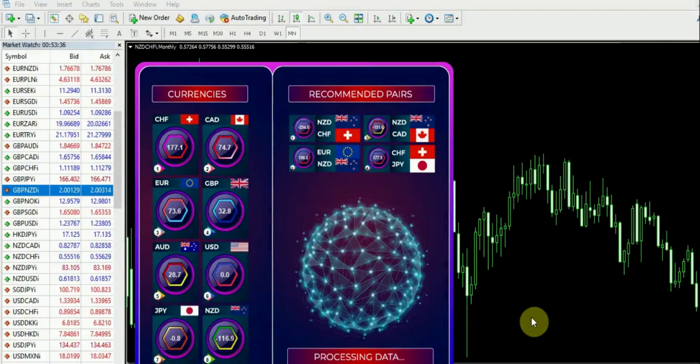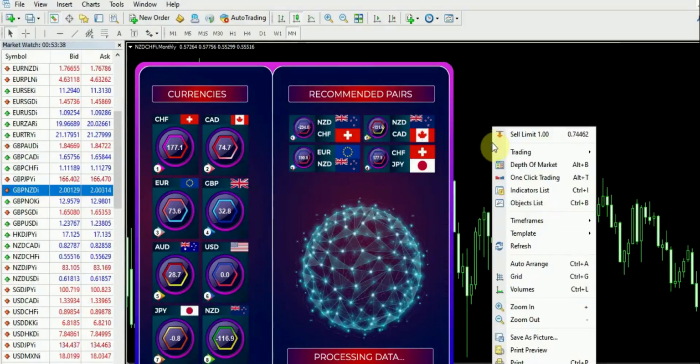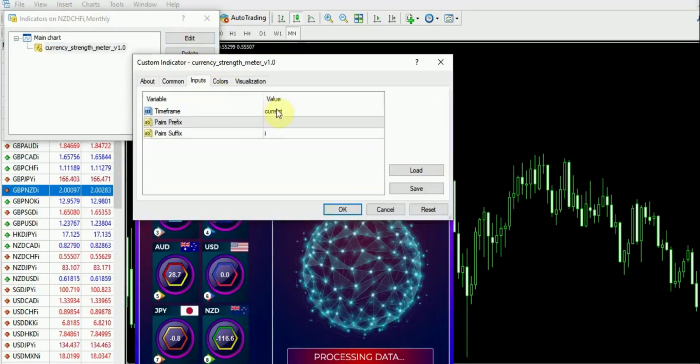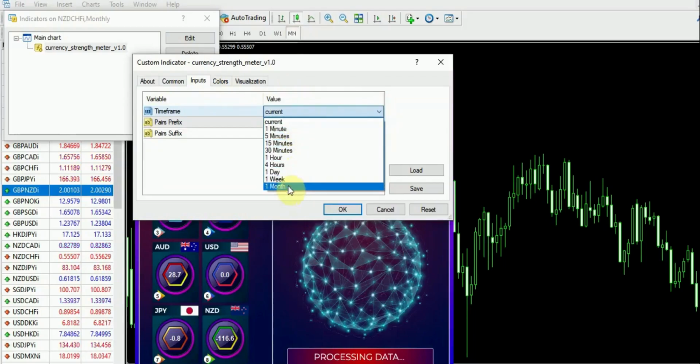So what I want you to do is to go ahead and right-click here and select the indicator list, and let's just select our currency strength meter and hit edit. And here you can see the section where the time frame is. So it's currently on the monthly time frame, but you could also use the drop down here and select any of these here, the 1 day, 1 week, or 1 month time frame. All right, these are the best time frames for optimal results.